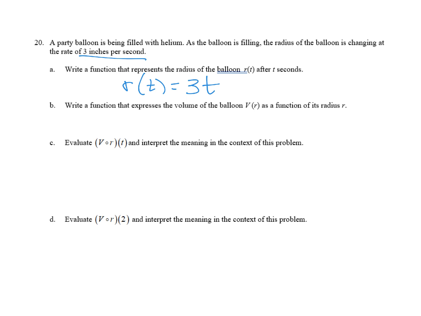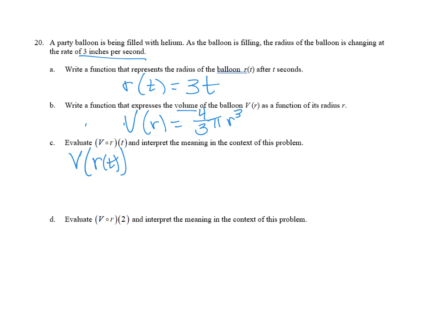Write a function that expresses the volume of the balloon with respect to its radius. And so this is a formula. The volume is, let me write it in, we want to write it in notation form. V of r equals 4/3 pi r cubed. Now that is a formula that you can find online or in your textbooks. So then it says evaluate the composition of V and r, V of r of t. So we're going to be finding V of r of t and explain its meaning in context.